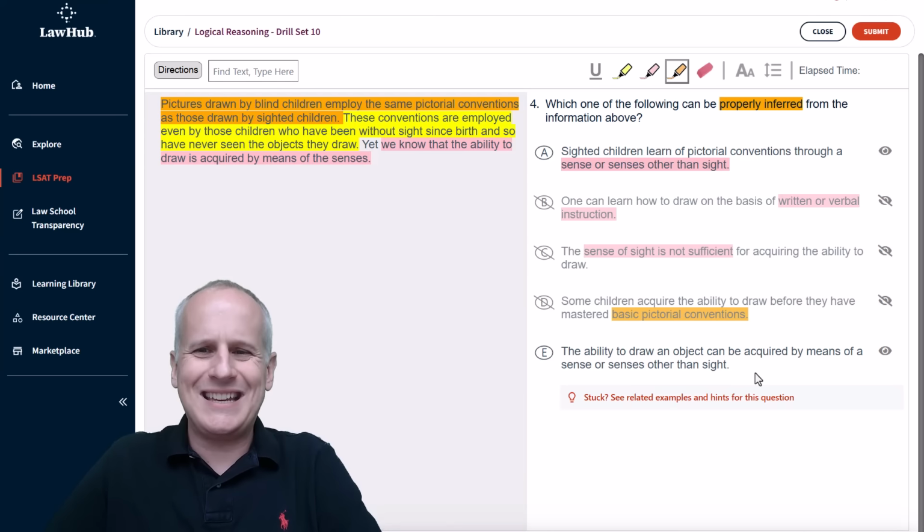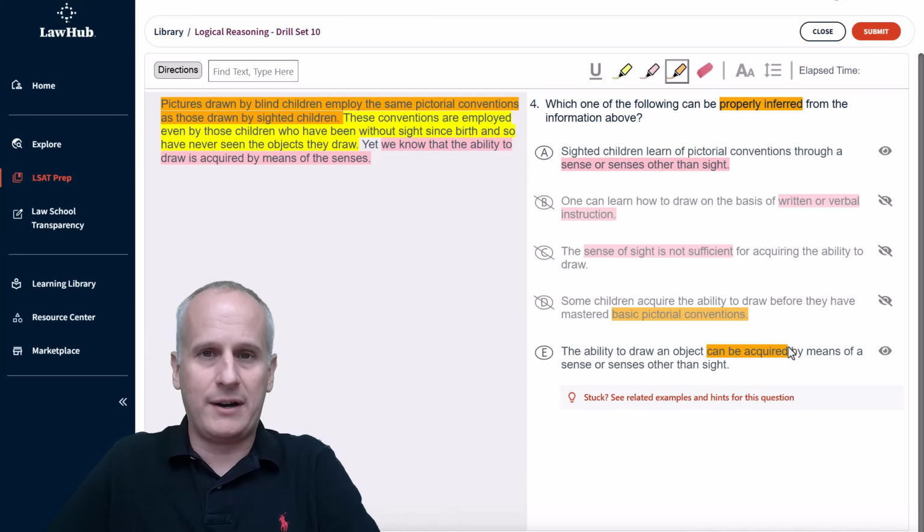And then choice E, the ability to draw an object can be acquired by means of a sense or senses other than sight. So now we're down to A and E. And what we want to focus on is that ambiguity, that kind of broad berth of possibility that is often the correct answer when it comes to inference tasks.